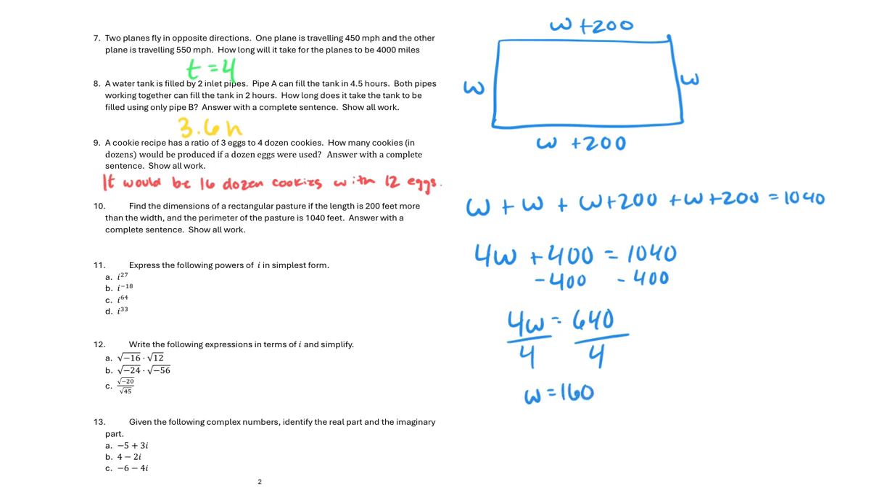Great, so now we know that length is equal to w plus 200. So we know that our length is going to be equal to 360. So w equals 160 and L equals 360.